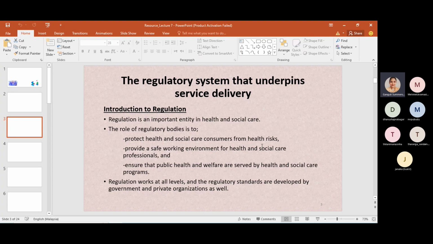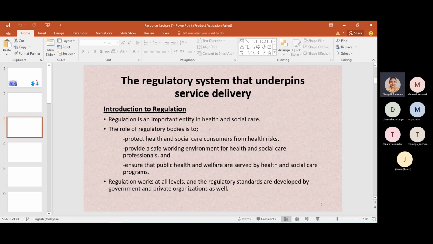Okay, so now let's see what regulation is. Regulation is something very important. It's a very crucial aspect in health and social care services. Regulation is really important in health and social care services.